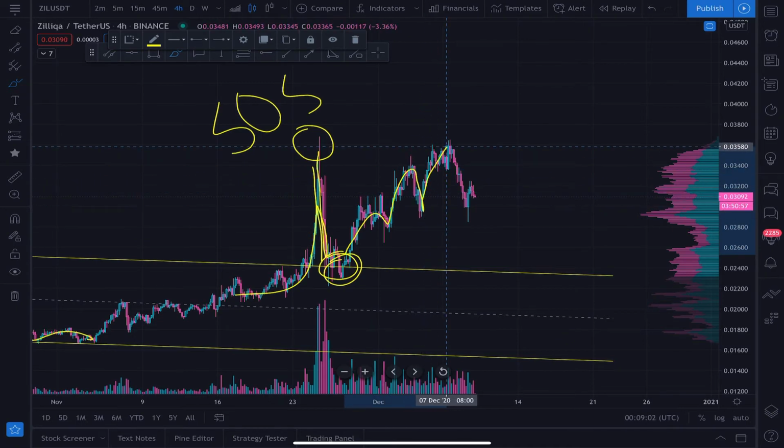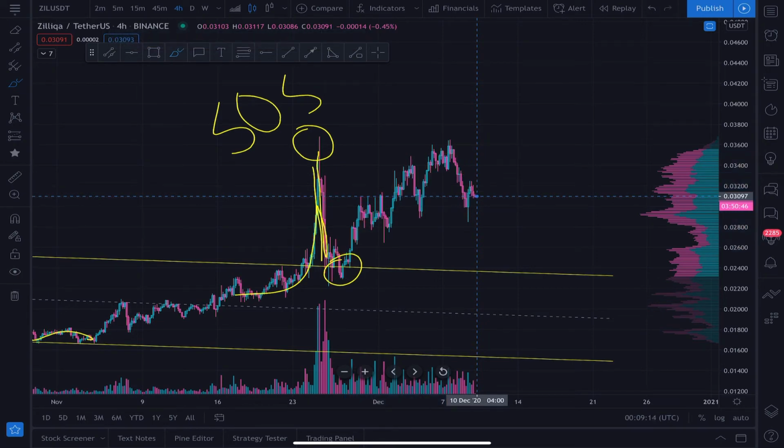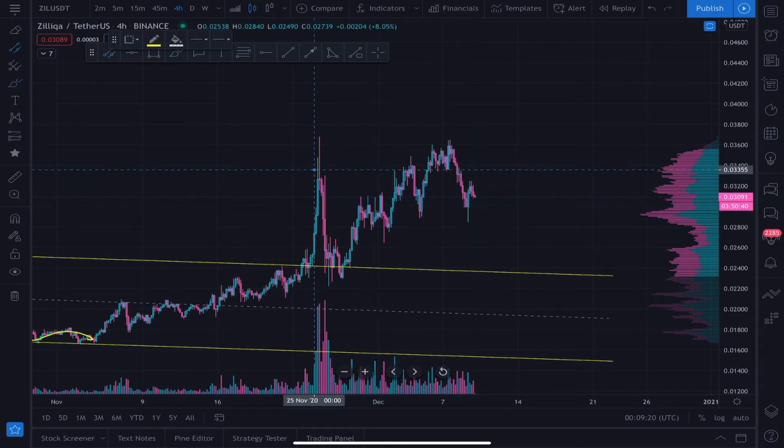Look at how it's really not wanting to commit. We're making this M formation. We don't like these M's, and this area right here does look like an LPSY. So let's just back it up here. Back it up, and let's draw on a range and see what we can see.